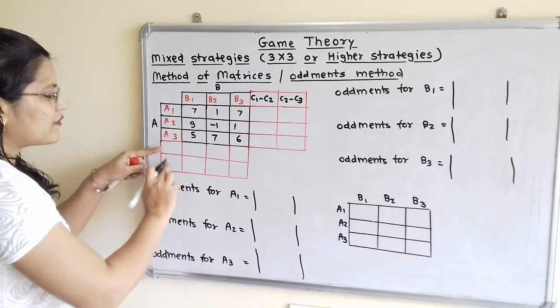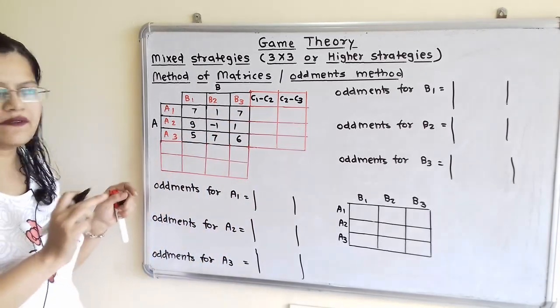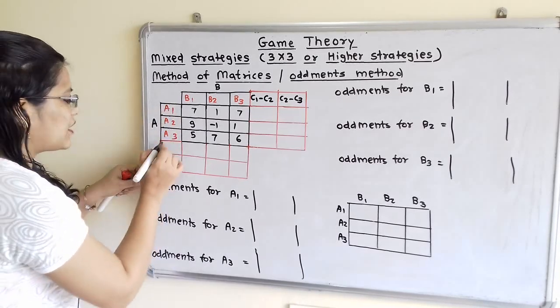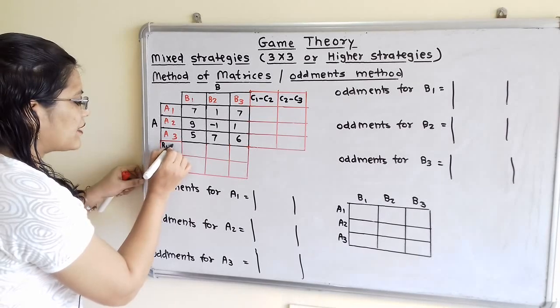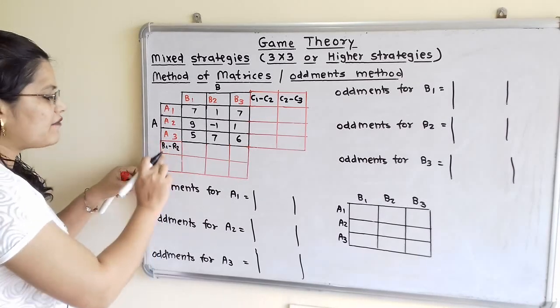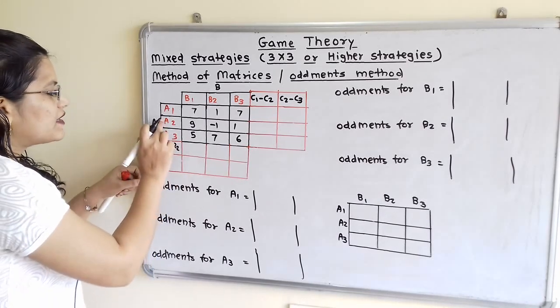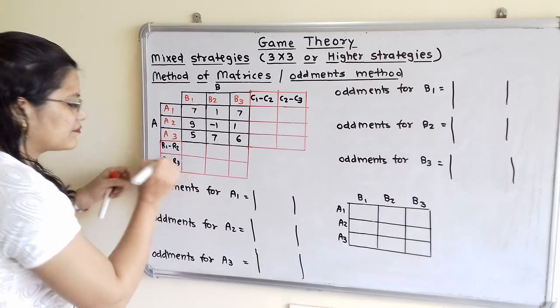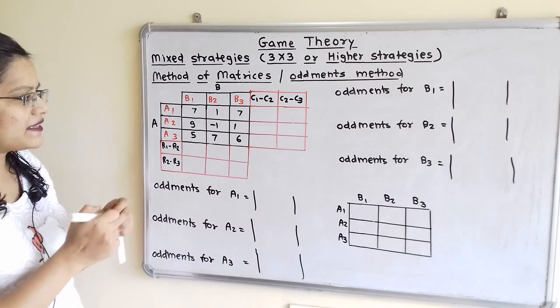In the same way we have to take the difference between rows. We will take R1 minus R2, that is row number 1 minus row number 2. In the same way for the second row we will take R2 minus R3. Now we will make the calculation.